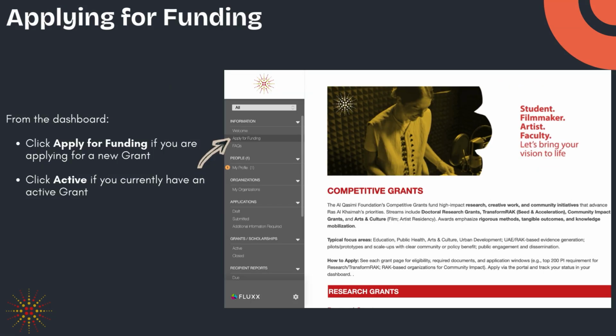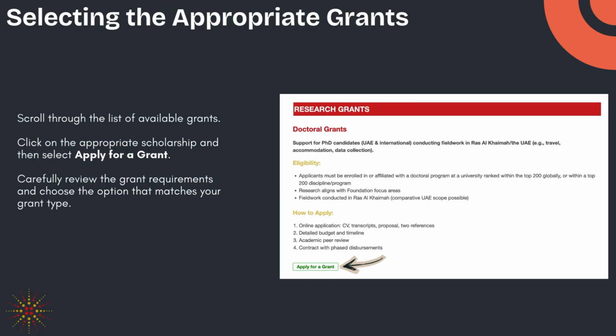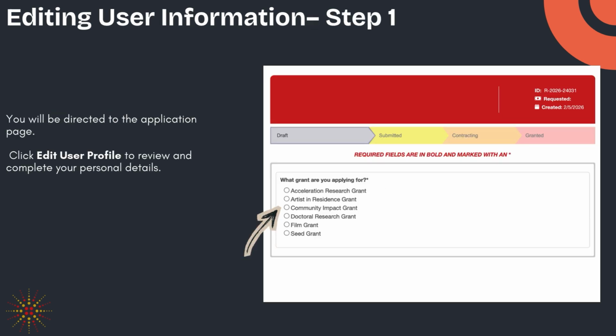From the dashboard, click Apply for funding if you are applying for a new grant. Click Active if you currently have an active grant. Scroll through the list of available grants. Click on the appropriate grant and then select Apply for a grant. Carefully review the grant requirement and choose the option that matches your grant type. You will be directed to the application page.